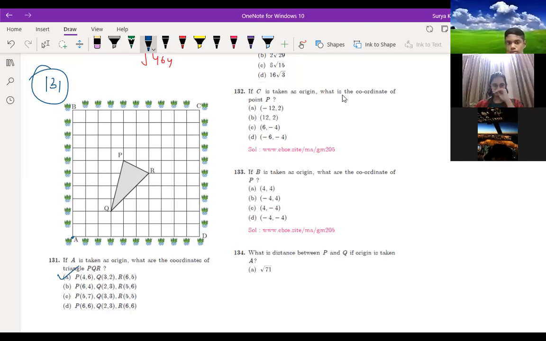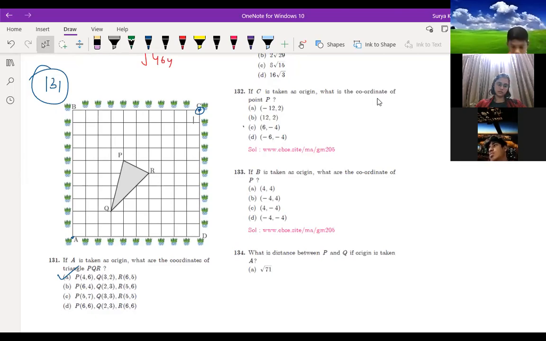132. If C is taken as origin, C is taken as origin from here. See, this is origin now. Then what is the coordinate of point P? If C is taken as origin, what is the coordinate of point P? 1, 2, 3, 4, last one, 5. Option C, -6, -4.